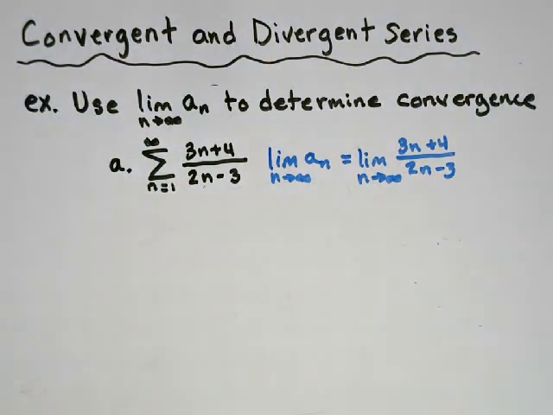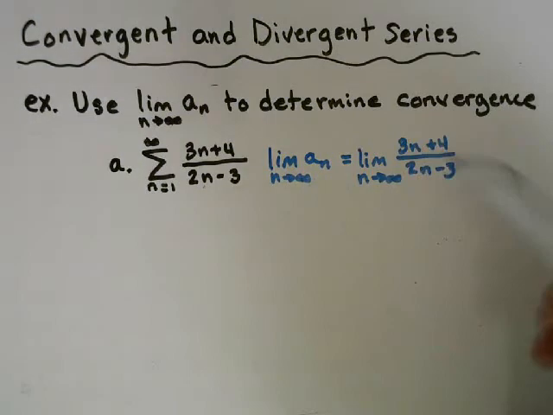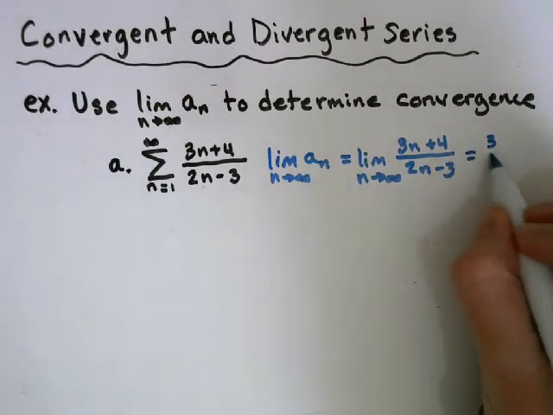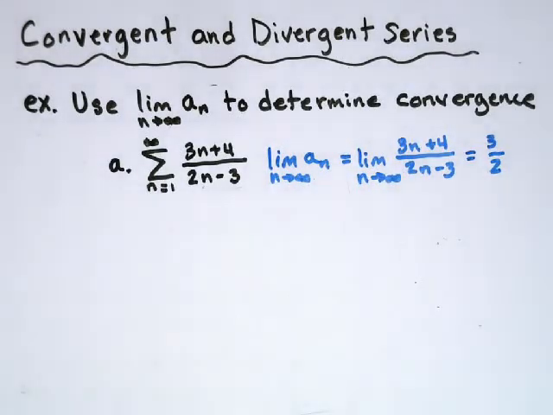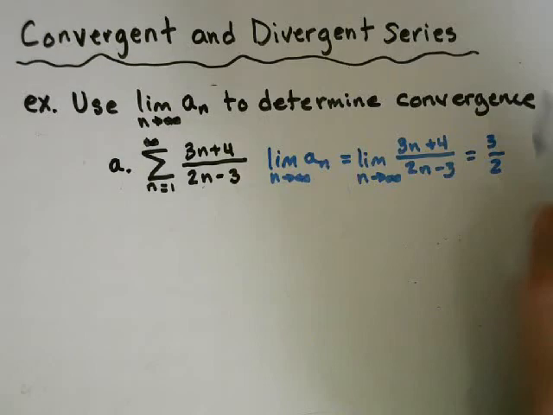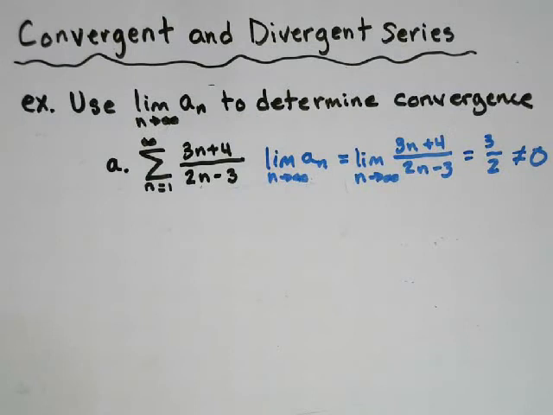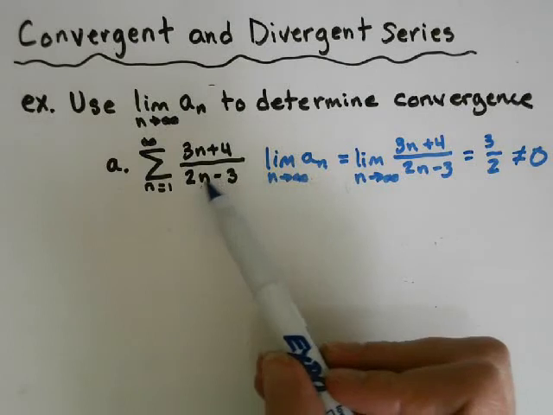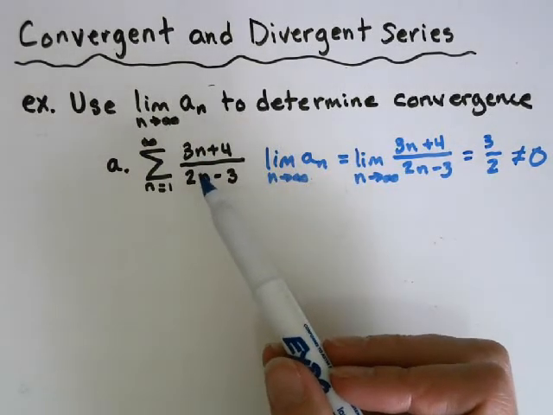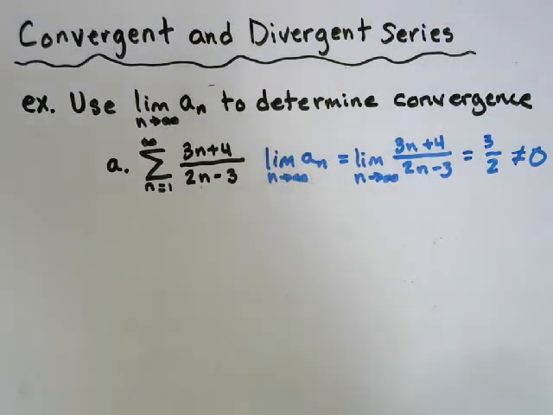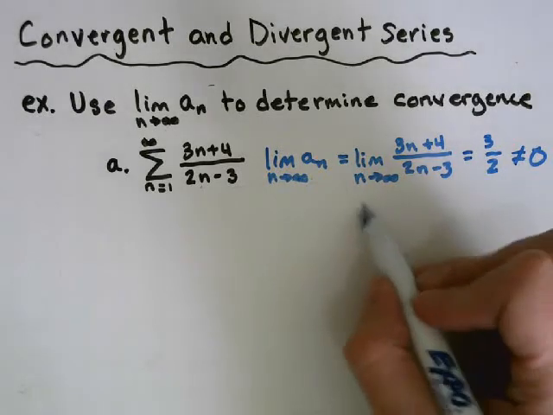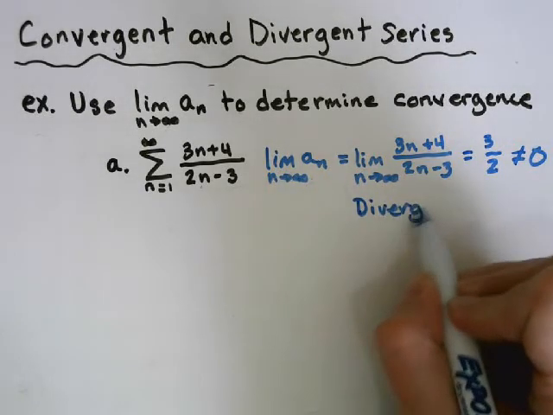Well, this is a rational function, so the degree is the same on the top and the bottom, so this limit is 3/2. Okay, 3/2 is not equal to 0. In order for a series to even potentially converge, the limit has to go to 0. Those terms have to get smaller and smaller and smaller. This is saying if I plug in a million, my millionth term is basically going to be 3/2. So I'm going to be adding 3/2 plus 3/2 plus 3/2 infinitely. So since it does not equal 0, this series diverges.